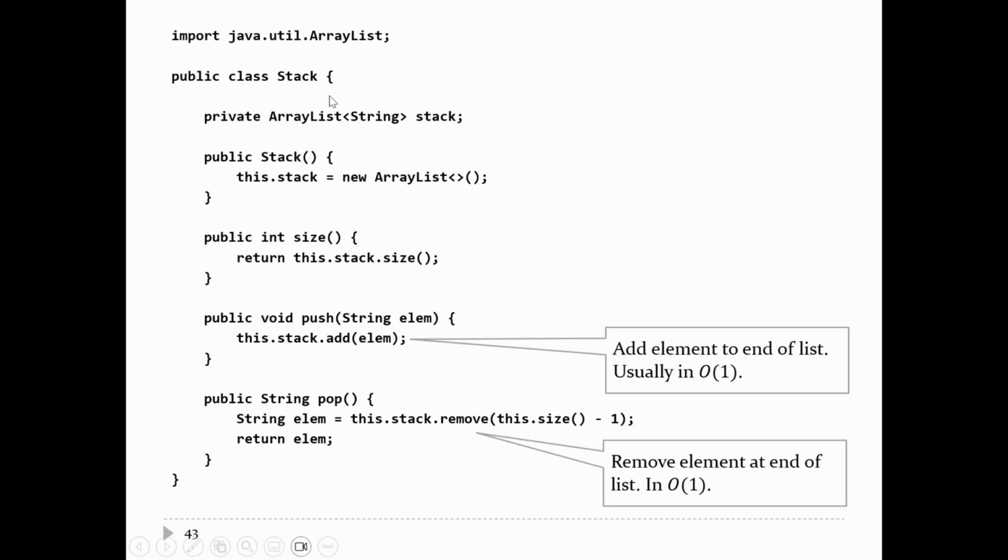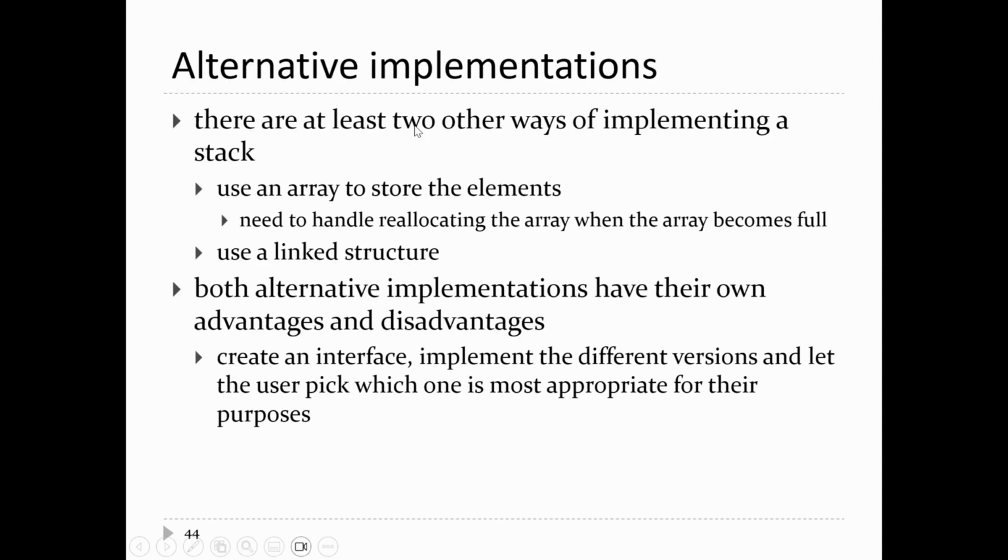So instead of using an ArrayList here, I can just use a plain old array, a plain array of String. Now, if I use an array of String, I don't have access to that add method. So if I add to a full array, I need some way to make a new array and copy the elements into the new array. So we have to handle the reallocation of the array when it becomes full ourselves.